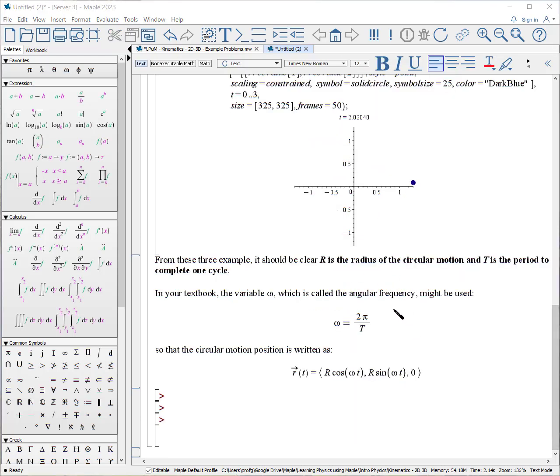By the way, in your textbook, they may define omega, the angular frequency, as 2 pi over the period. This way, you may see this parameterized expression as r times cosine of omega t instead of cosine of 2 pi over big T times t. That's what angular frequency is, a rewriting of 1 over period.